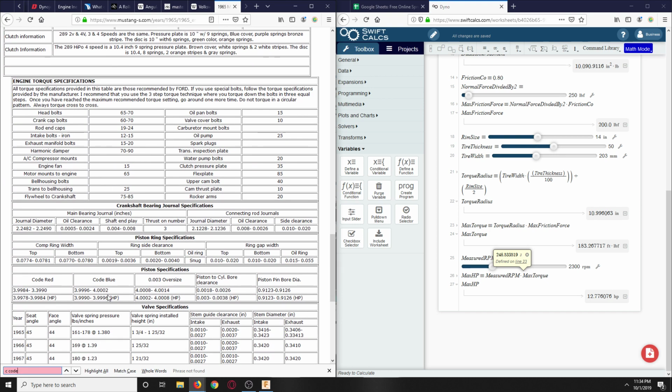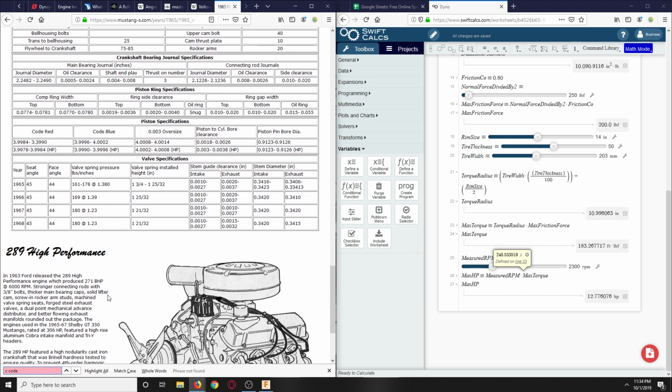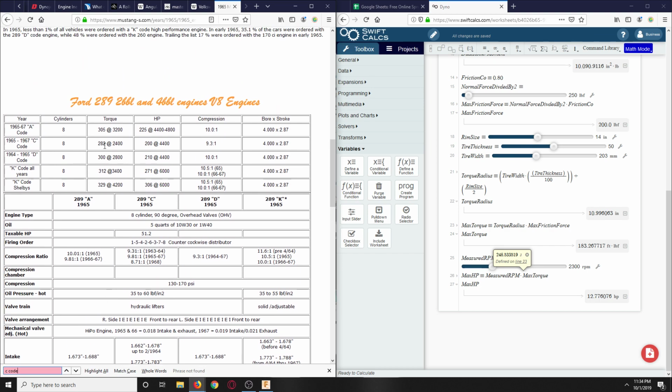Engine torques. Oh, torque spec. That's for a different deal. Okay, here we go. Torque C code. Oh, right below the A code. Interesting. K code. Okay, so C code is the lowest for 289 V8. 282 torque at 2,400. So we have an issue here. 183 foot-pounds before slipping is the max amount that we could dump, right?